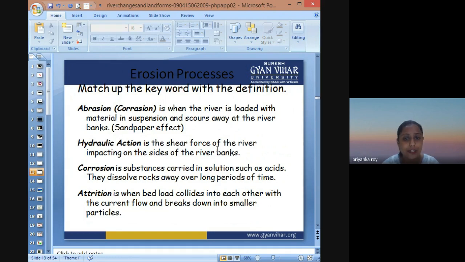Okay, hydraulic action is the shear force of the river impacting on the sides of the river banks. Corrosion is substances carried in solution such as acids. They dissolve rock away over a long period of time. Attrition is when bed loads collide into each other with the current flow and break down into smaller pieces.